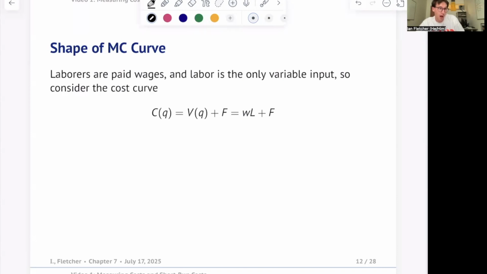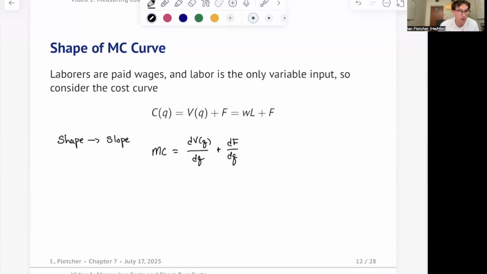It's going to boil down almost entirely to our variable costs, right? So if we're thinking about this shape, we know that this shape depends on the slope. And so our marginal cost curve here is going to be dVC/dq plus dF/dq. Or in this instance, if this is L, this is going to be just W dL/dq plus 0.